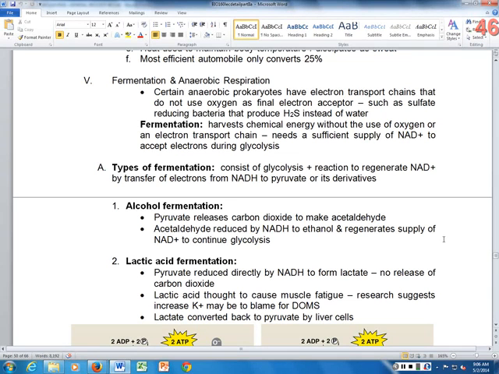So, types of fermentation. Alcohol fermentation is another type that can be done by certain bacteria. Here the pyruvate releases carbon dioxide to make acetaldehyde. Then the acetaldehyde gets reduced some more with NADH to make ethanol. And then it will regenerate its supply of NAD+ so that it can continue to do glycolysis.